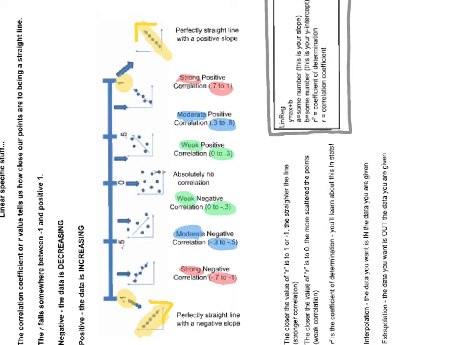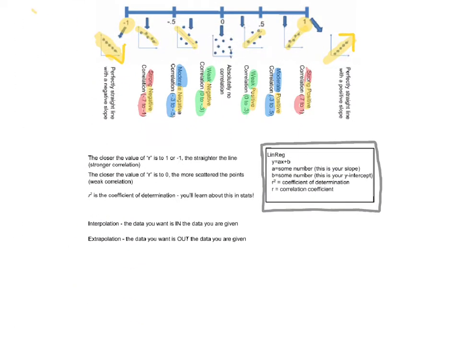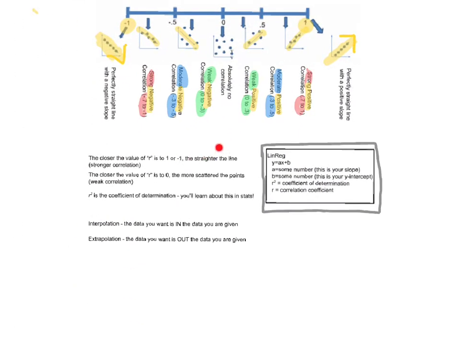The sign only tells us the direction. So the sign here just tells us whether the data is going up in a positive trend or if the data is going down in a negative trend. That's it. So that sign just tells us which direction the data is going. So again, the closer R is to 1, the straighter the line, the stronger the correlation, and the closer it is to 0, the weaker the correlation.